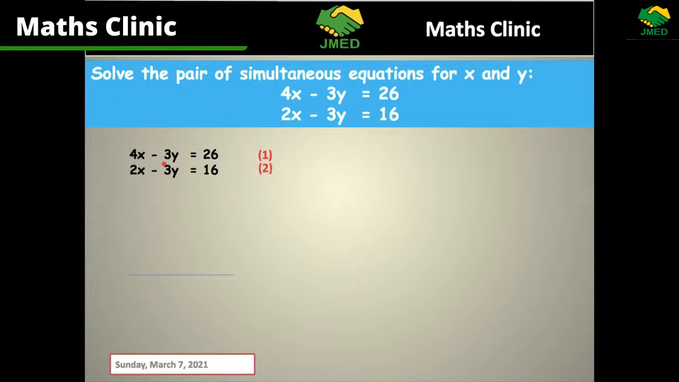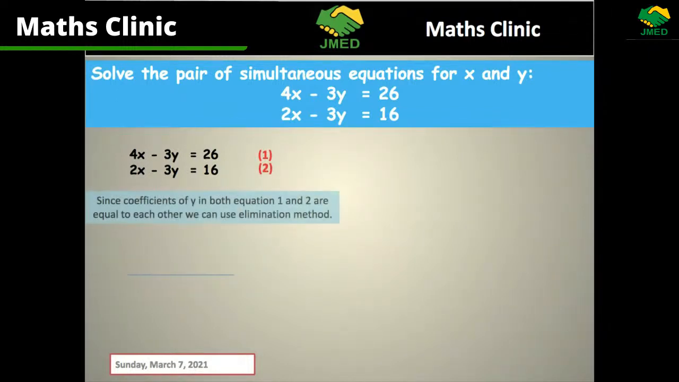So as I remember, we label. My steps are the same. The coefficients of y in both equations are the same. It's minus 3 and minus 3. So that doesn't matter. We're just going to have to subtract. If the coefficients are the same, we can subtract without worrying about it.